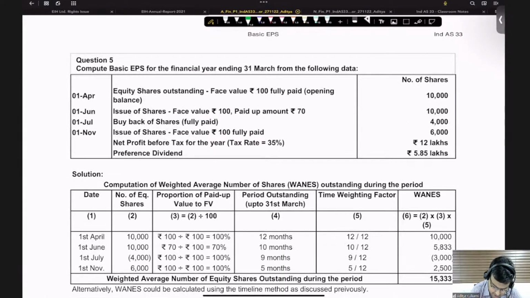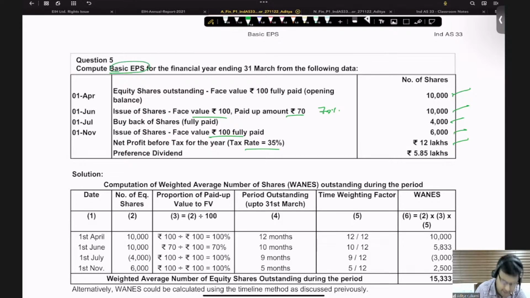Compute basic EPS for the following, for the financial year ending 31st March. Opening balance, you had 10,000 shares. 1st June, you have 10,000 shares, paid up amount 70 with a face value of 100. That means 70% is paid. 1st July, buyback of fully paid shares totaling to 4,000 shares. 1st November, issue of shares 6,000 which are fully paid. Net profit before tax is 12 lakhs. Tax rate is 35%. Preference dividend is 5.85 lakhs.